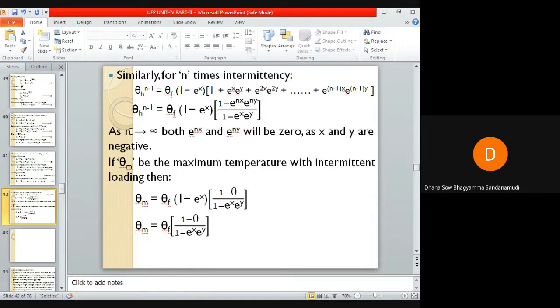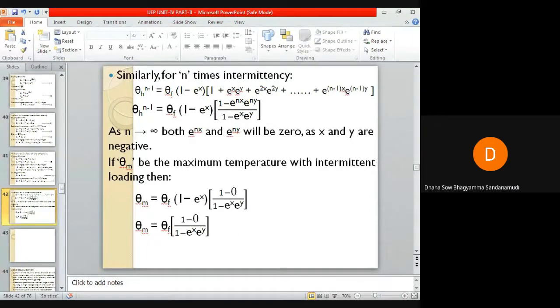Now, as n tends to infinity, so number of cycles tends to infinity, both e power nx and e power ny will become 0, as x and y values are negative. As n tends to infinity, these exponential terms will become 0. Therefore, the maximum temperature theta m is given as theta F into (1 minus e power x) into (1 minus 0) by (1 minus e power x e power y).